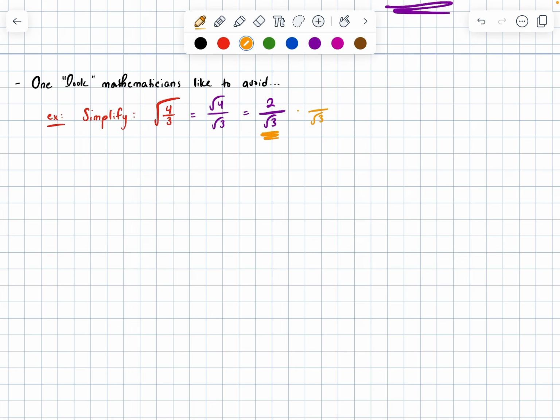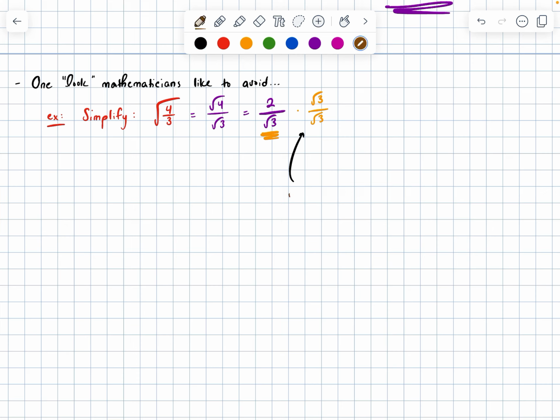But this is a fraction, which means I can't just multiply the denominator by the square root of 3. If I do something to the bottom of a fraction, I also need to do it to the top. Otherwise, I change the value of my fraction. So here, I'm going to make this choice. I am going to multiply by the square root of 3 over the square root of 3, which is, by the way, 1. Right? If I divide anything by itself, I get 1.